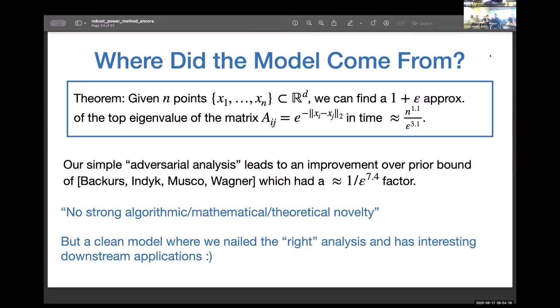Did the previous epsilon of the 7.4 also use a power method? Yeah. But they were analyzing in a very different way still. And there were some other losses too. Yeah. For this problem, how do you get the assumption?